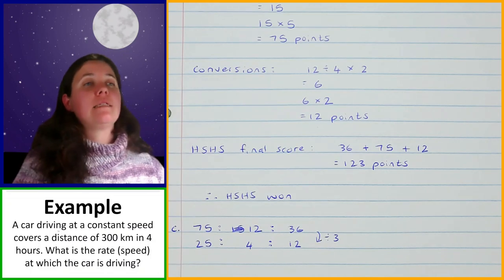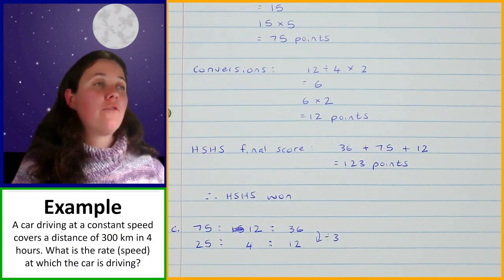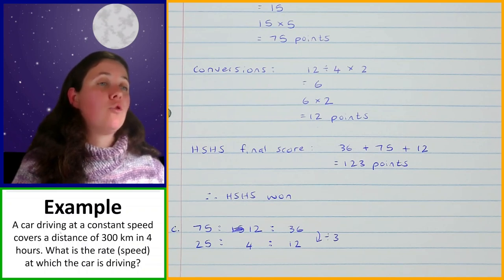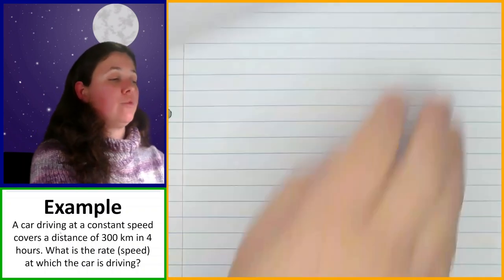Our example is a car driving at a constant speed covers a distance of 300 kilometers in 4 hours. What is the rate or speed at which the car is driving? Okay, so we're going to do this example quickly.